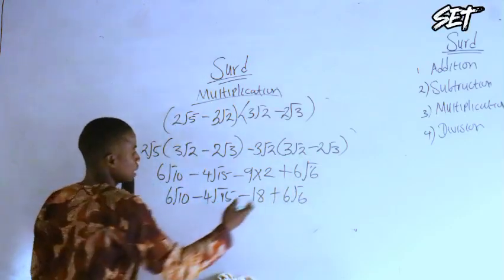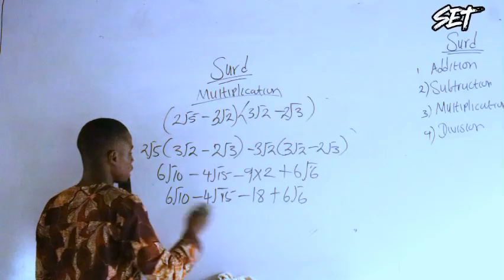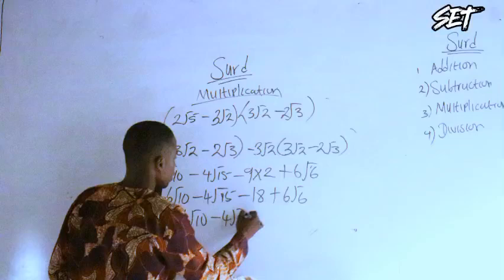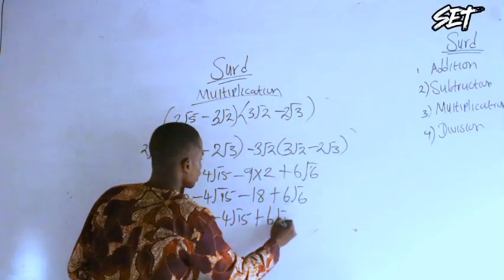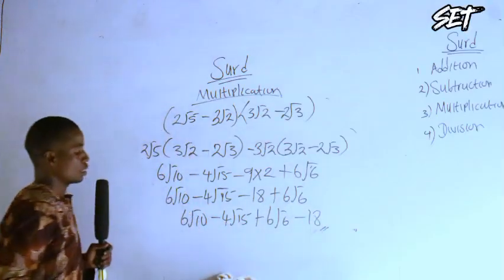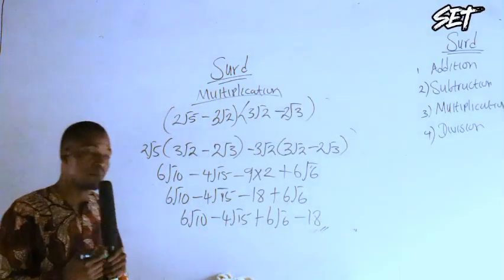How can we do this? This one will now be what? We can arrange it: 6 root 10 minus 4 root 15 plus 6 root 6 minus 18. That's the answer. It is very, very simple as ABC.